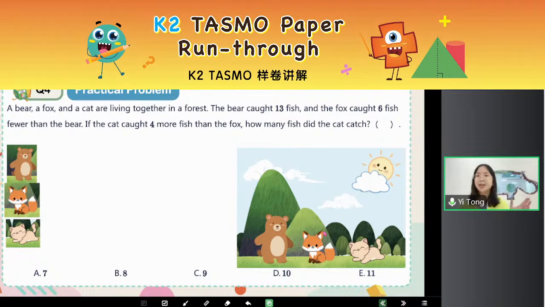Wonderful. Now we come to a forest and we have 3 animals living all together, the bear, fox, and the little cat.